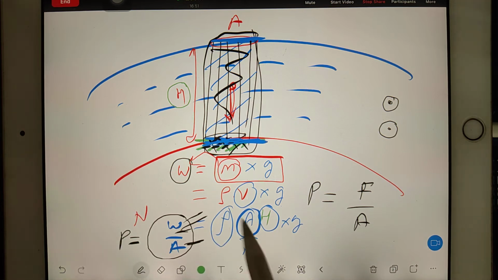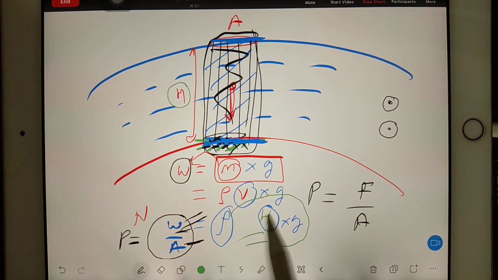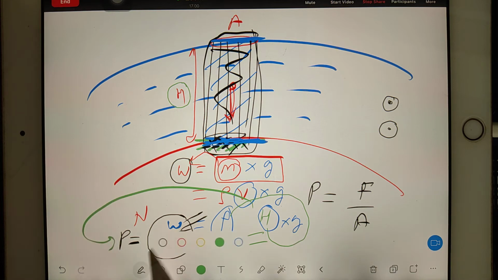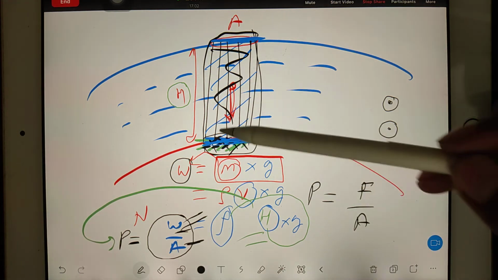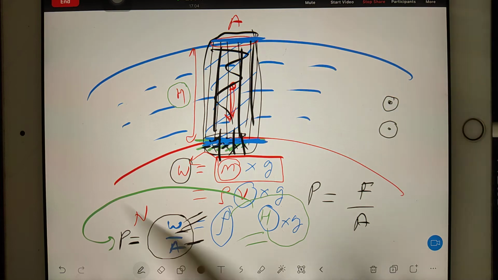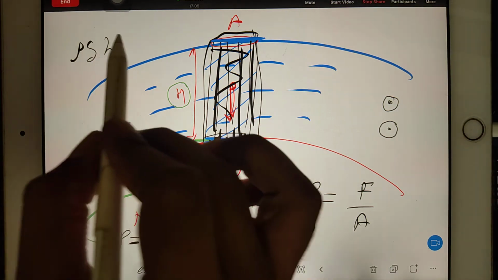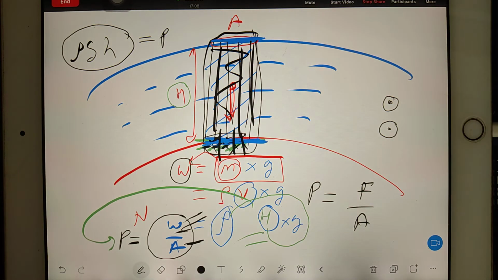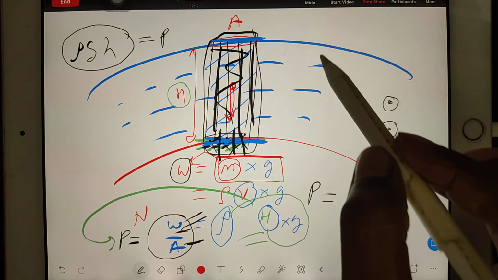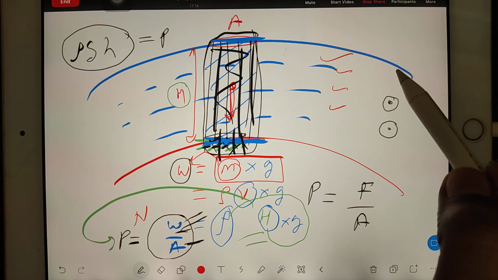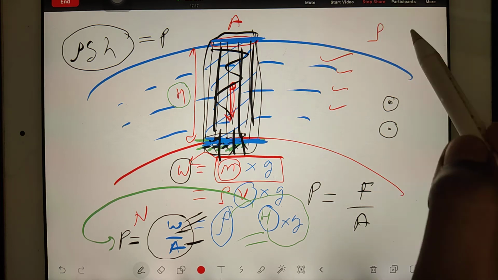Finally, where I am trying to take you: rho g h, because the area we can cancel. Rho g h is the final formula representing a pressure. This special pressure which is coming on the surface because of the fluid, rho g h, is known as hydrostatic pressure. And you know what the beauty of this is? It depends only on what kind of air is present in our atmosphere, I mean, what the density of the air is.